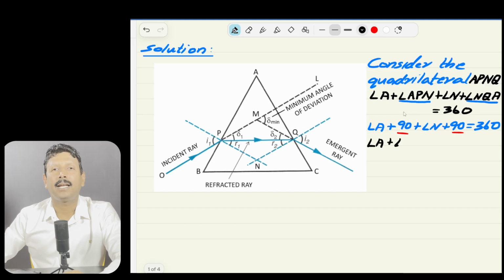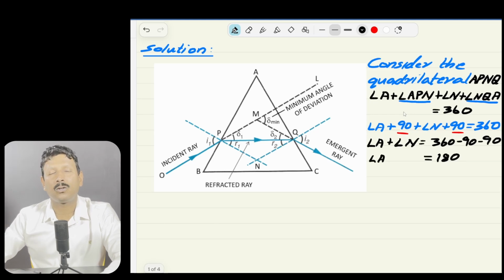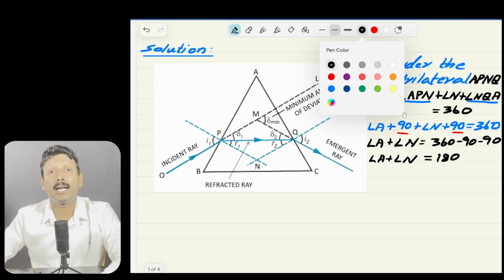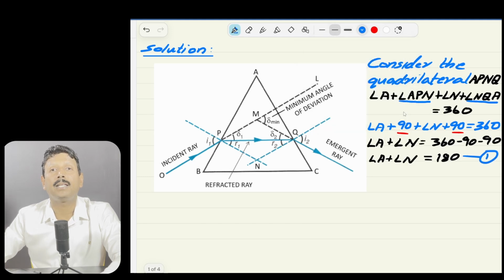I marked that 90 degree. So transfer these 2 90 degrees, angle P corner and angle Q corner, to the right side. So you can write angle A plus angle N is equal to 180, because 360 minus 90 minus 90 is 180 degree. So one equation is ready. With the one quadrilateral, you can make one equation. This ends with angle A plus angle N is equal to 180 degree.